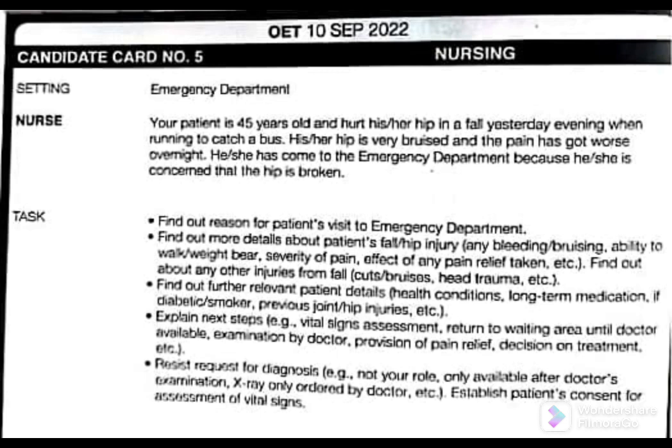Then we can ask about the ability to walk or weight bear, or whether there is any difficulty if you are taking any weight over the area. Then the patient is telling that, yes sister, actually in this area I'm getting so much pain and I could not bear any weight. That means I could not even walk normally. Then we can tell that, okay Mr. George, I can truly understand your condition.